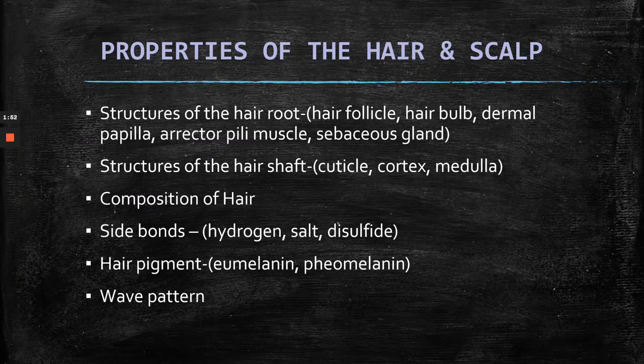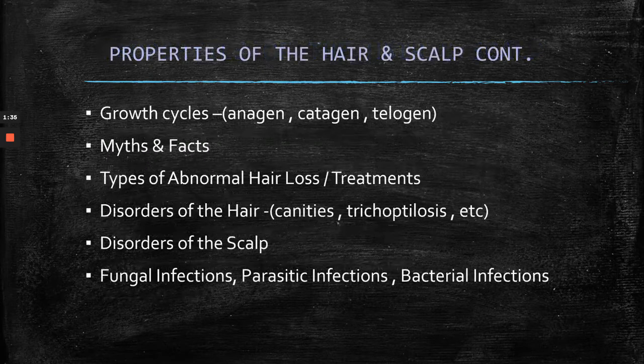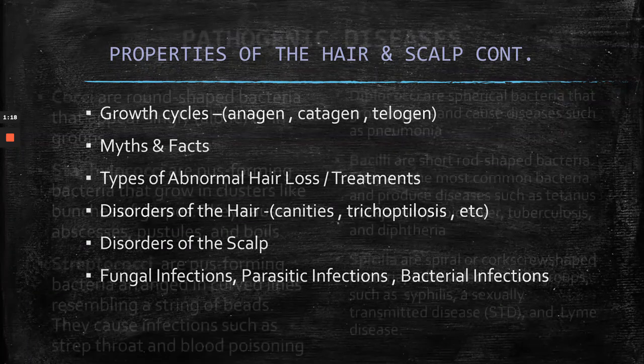She has red hair. And your wave pattern, knowing the formations of hair, your straight hair, wavy hair, curly hair, extra curly hair, and the texture, fine, medium, and coarse. Continuing with the properties of the hair and scalp, the growth cycles, anagen, catagen, telogen, the myths and facts, types of abnormal hair loss and treatment, disorders of the hair and scalp, fungal infections, parasitic infections, and bacterial infections.